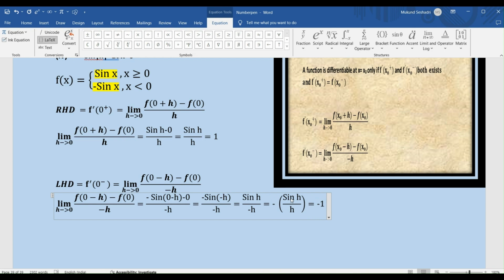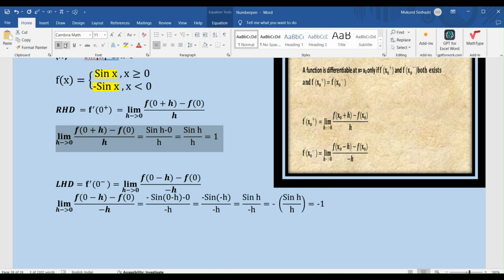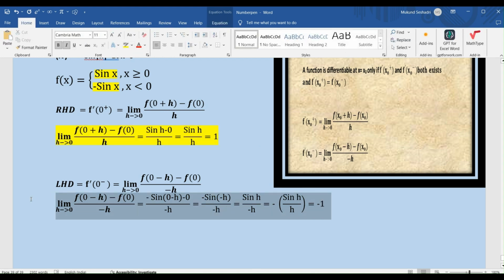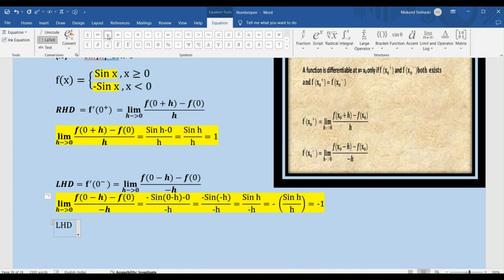So we've evaluated our LHD, we've evaluated our RHD. Both of them are finite, they exist, but we see that my RHD is 1 and my LHD is minus 1. And therefore, we know what the answer is. My LHD is not equal to RHD, and therefore the function is not differentiable at x equals 0. So that's how we go about solving this problem.